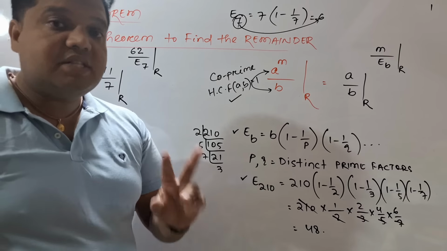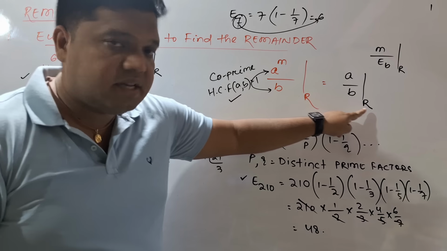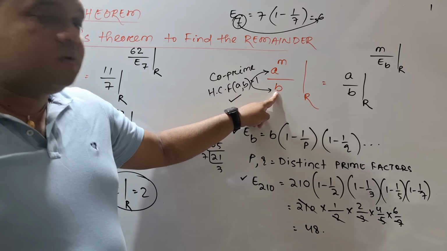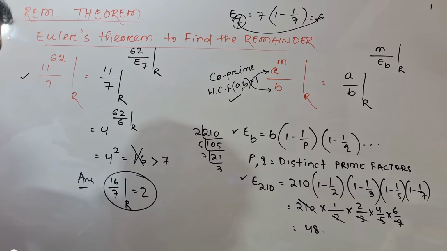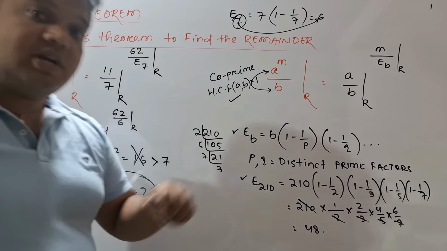And Euler's theorem has two steps. Step number 1, a when it is divided by b, find the remainder. Power is m, m when it is divided by Euler's number of b, find the remainder. So two steps are there. Done. If you understand, I will give you one question, and this is a PYQ already asked last year.